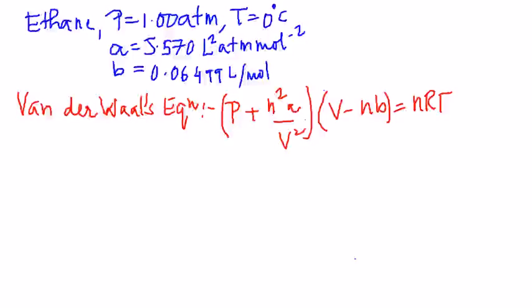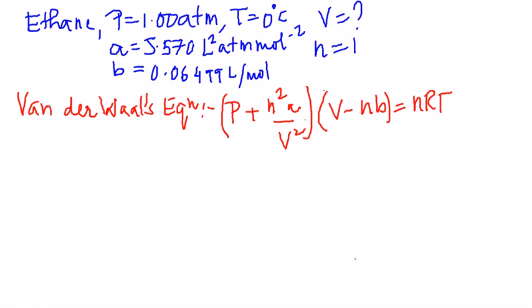Okay, so in this problem, you're asked to calculate the molar volume of ethane, so that's unknown. And whenever they ask you to calculate the molar volume, that means the problem is already implying that the number of moles is equal to 1. Okay, so you want to keep that in mind.